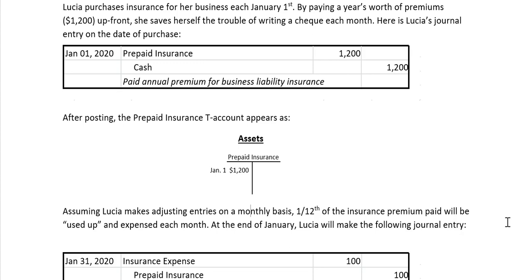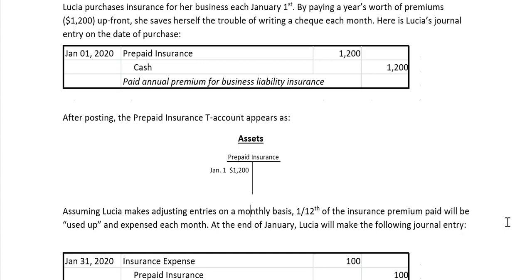Here is Lucia's journal entry on the date of purchase. So January 1st, 2020, we have a debit to prepaid insurance for $1,200 and we pay with cash. So a credit is cash for $1,200, and we have a brief description: paid annual premium for business liability insurance.